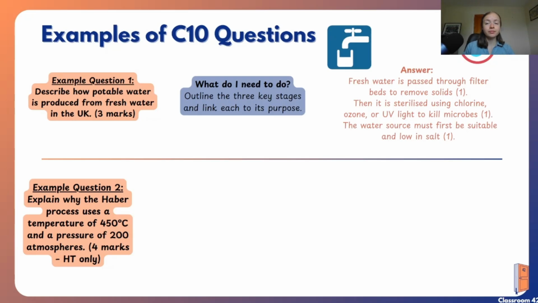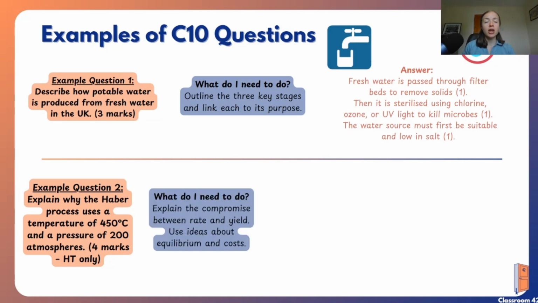Question 2 is a higher tier only question, but I put this in here for everyone to go through to see another explanation question. So explain why the Haber process uses temperatures of 450 degrees Celsius and a pressure of 200 atmospheres. So here we're explaining that compromise we mentioned between the rate and yield. So we want to be using our ideas about equilibrium and costs as well.